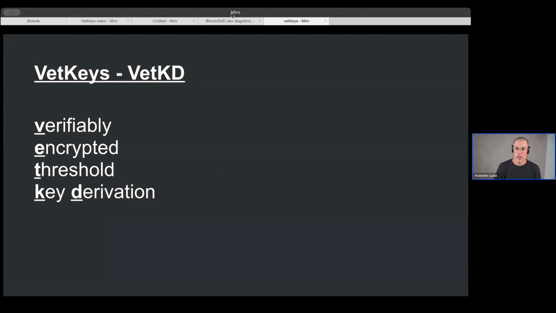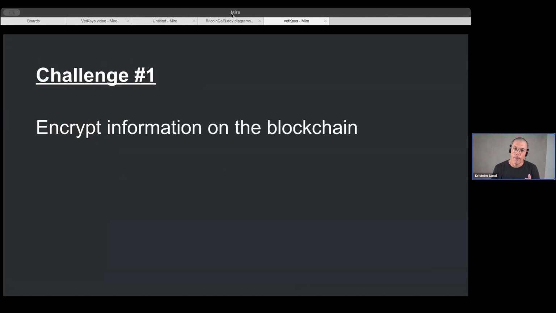So vetKeys, verifiably encrypted threshold key derivation. One of the long-standing challenges when it comes to blockchains and open decentralized networks is: how do we store secrets? Because the blockchain and the network is open, that is really one of the core challenges, one of the holy grails to solve when it comes to blockchain technology.